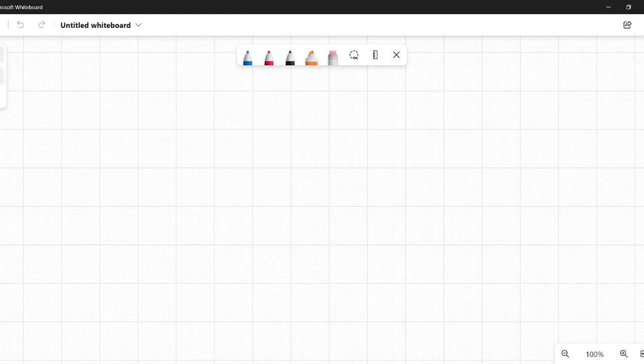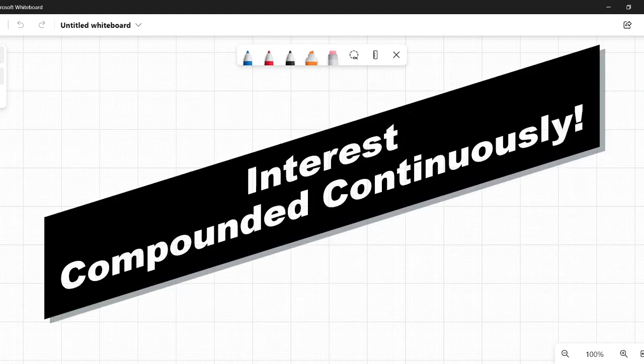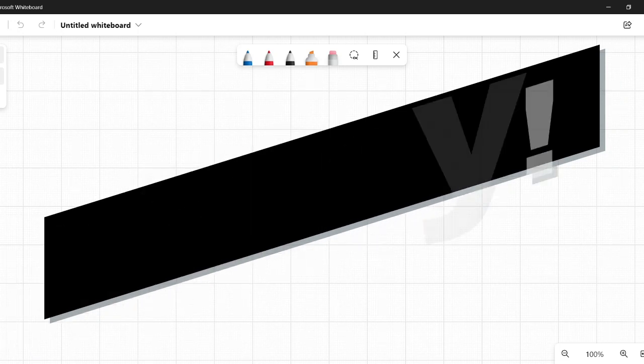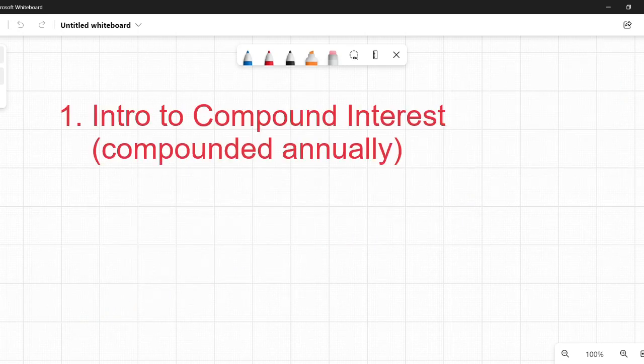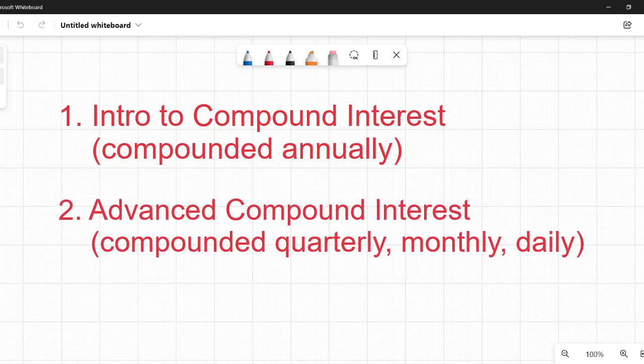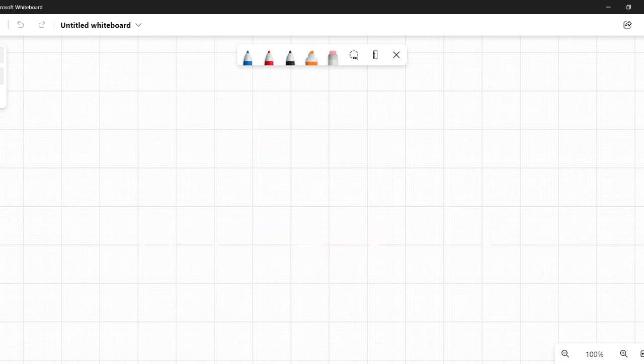Today is on interest that is compounded continuously. Only that, compounded continuously. If you are looking for regular compound interest, that is ones that are compounded annually, one time a year, or anything that's compounded a little more quickly than that, like quarterly, monthly, daily, links to those are in the description below. I have made videos on those. Again, only compounded continuously. So let's get started.